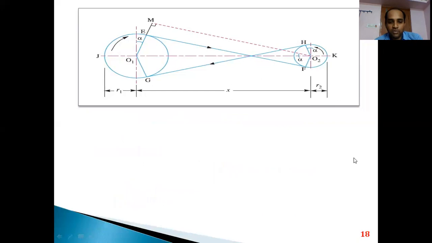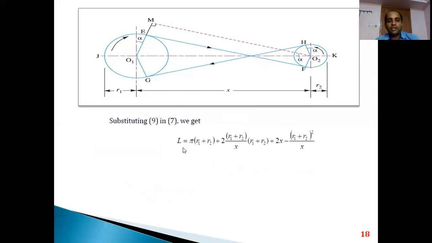Then the resulting equation becomes L = π(R1 + R2) + 2(R1 + R2)/x + (R1 + R2)... plus 2x minus (R1 + R2)² by x. So if we observe these terms, it is π(R1 + R2) + 2 into (R1 + R2) squared by x plus 2x minus (R1 + R2) whole square by x.